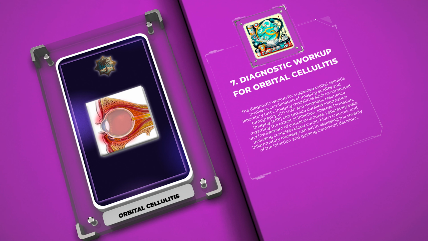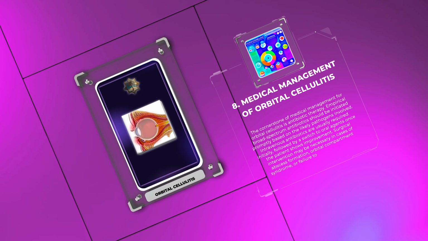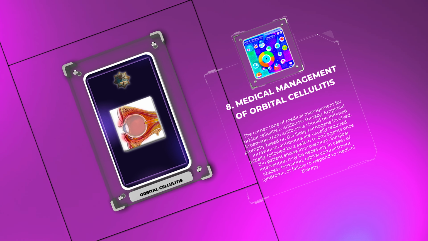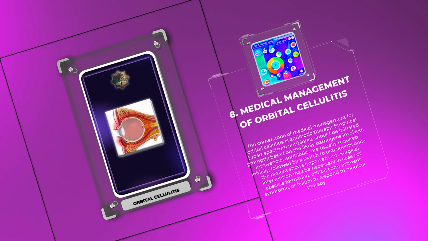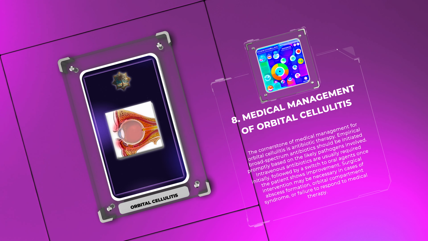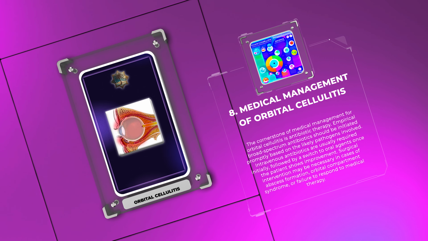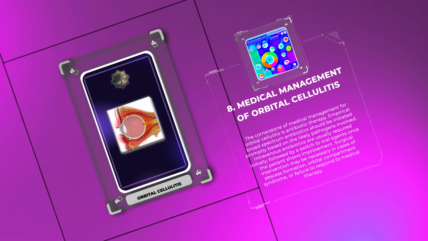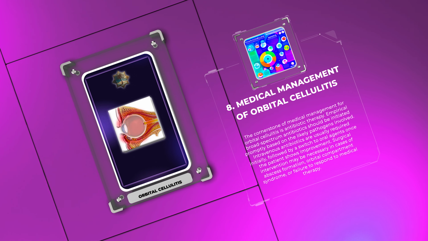and guiding treatment decisions. The cornerstone of medical management for orbital cellulitis is antibiotic therapy. Empirical broad-spectrum antibiotics should be initiated promptly based on the likely pathogens involved. Intravenous antibiotics are usually required initially, followed by a switch to oral agents once the patient shows improvement. Surgical intervention may be necessary in cases of abscess formation, orbital compartment syndrome, or failure to respond to medical therapy.